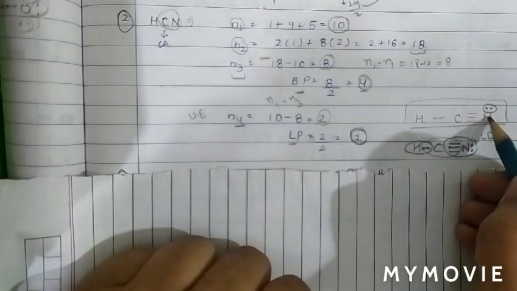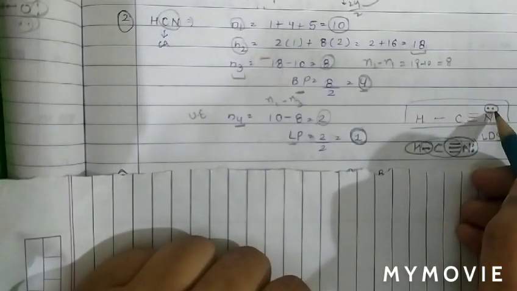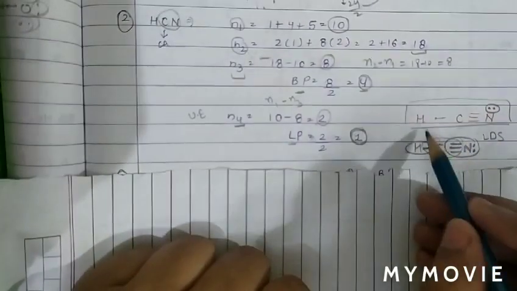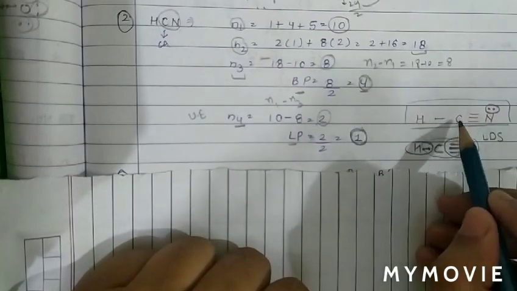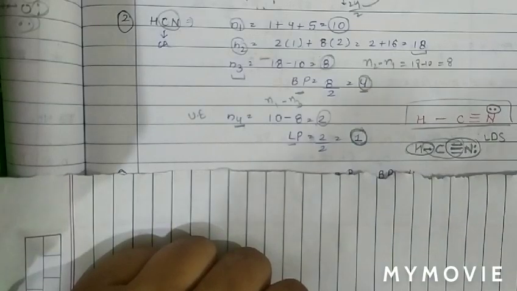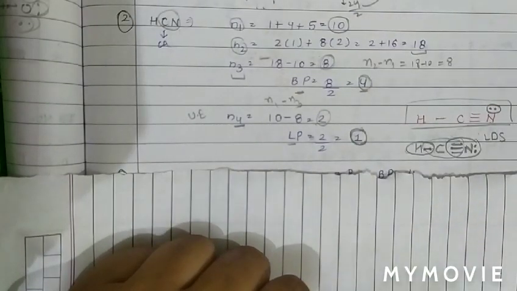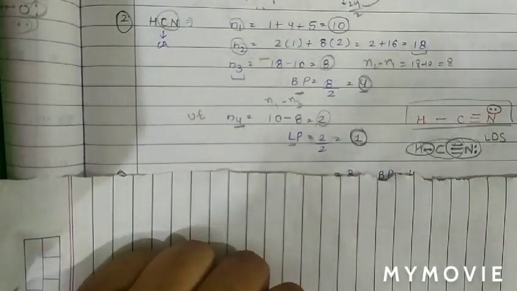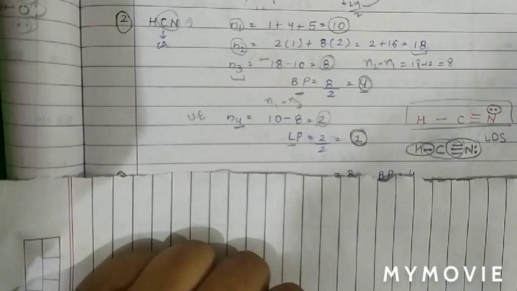It has only 1 lone pair of electrons, present on the nitrogen atom, and 1 sigma bond between carbon and hydrogen, and 1 sigma and 2 pi bonds between carbon and nitrogen. So this is the structure of HCN. So we have completed all about the Lewis dot structure. Now we will study the next structure in the next class.